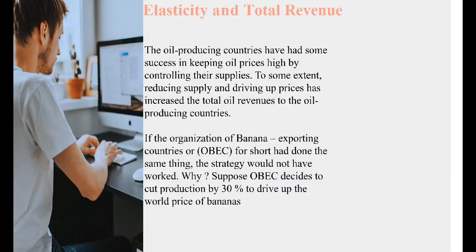Elasticity and total revenue. The oil-producing countries have had some success in keeping oil prices high by controlling their supplies. To some extent, reducing supply and driving up prices has increased the total oil revenues to the oil-producing countries. Let's say the Organization of Banana Exporting Countries, or OBEC for short, had done the same thing. The strategy would not have worked. Why? Suppose OBEC decides to cut production by 30% to drive up the world price of bananas.